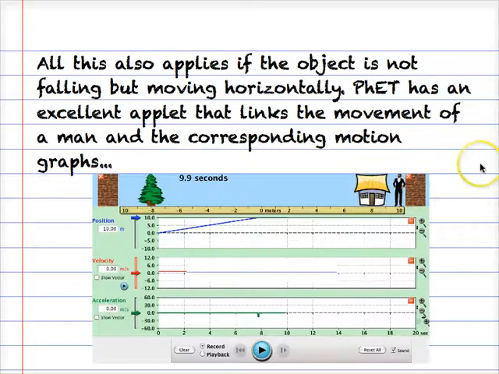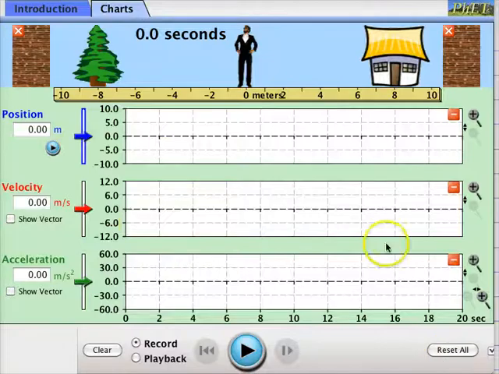So all of this also applies if the object is not falling but moving horizontally in a uniform or even in a random way. PHET has got a great applet, a moving man applet it's called, that links the movement of this person and the corresponding graphs. We can see here position time or distance time graph, velocity they've called it here, this is our speed time graph, and acceleration time. So here's the applet.